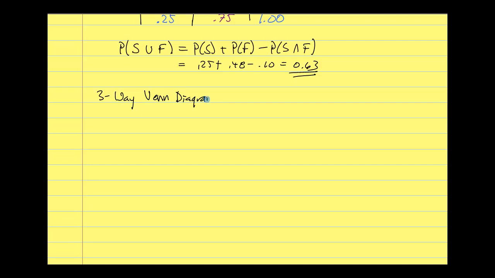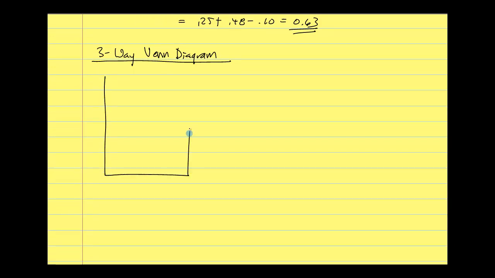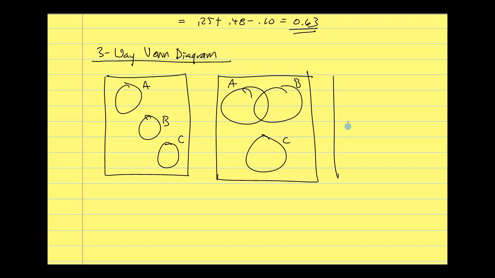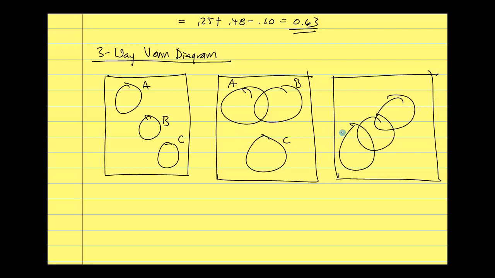Now, a three-way Venn diagram can actually be written quite a few different ways. We could have a three-way Venn diagram look something like this, where I have events A, B, and C all disjoint or mutually exclusive. I could have something like this, where events A and B are not mutually exclusive, but they're both mutually exclusive with event C. We could have something like this, where events A, B, and C have a direct relationship where A and C are mutually exclusive, but B is not mutually exclusive with either C or A.